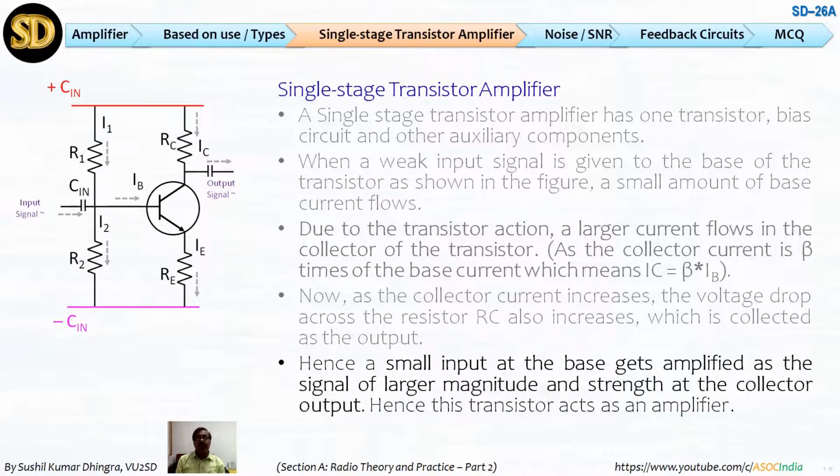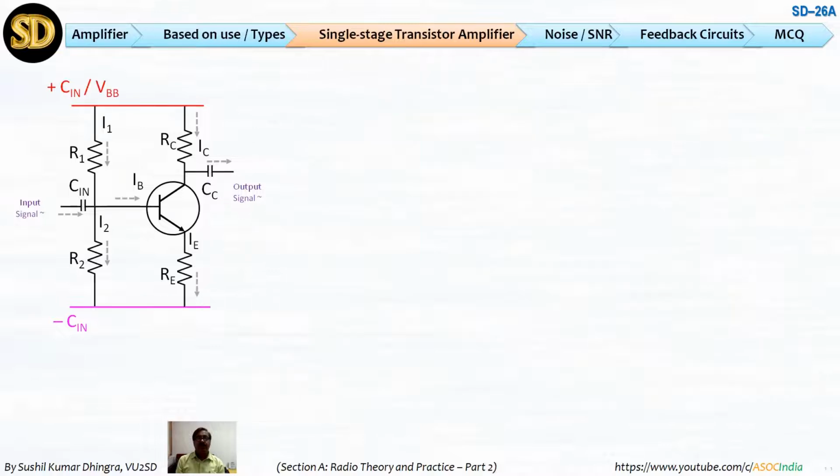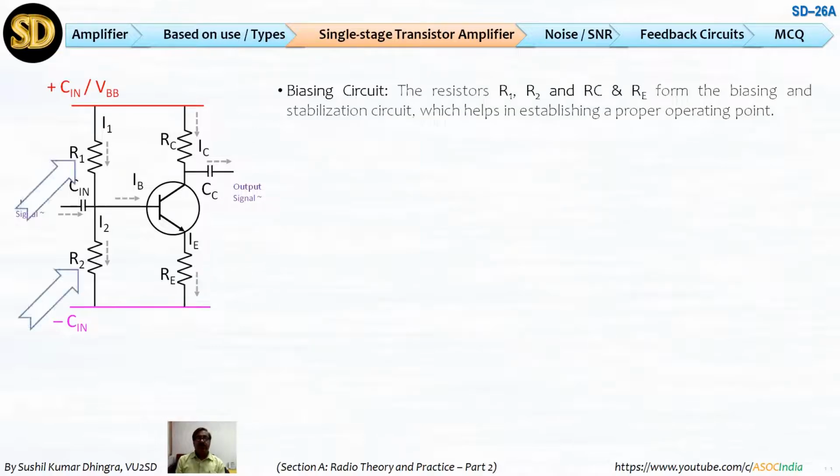Hence a small input at the base gets amplified as a signal of larger magnitude at the collector output. Hence the transistor acts as an amplifier. Going on, you can see the biasing circuit: R1 and R2 and RC and RE, there are 4 resistors. They make the biasing network and stabilize the circuit. With the help of these 4 resistors, a proper operating point will be defined.